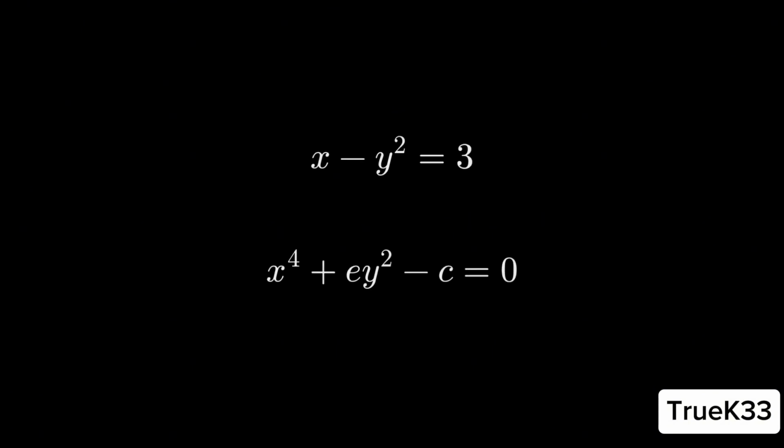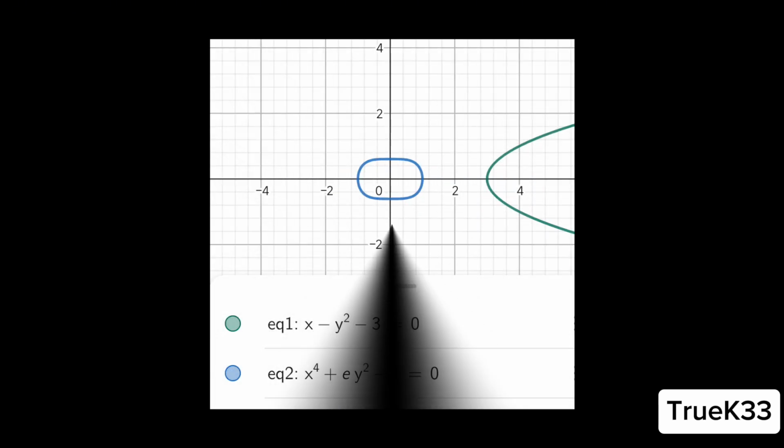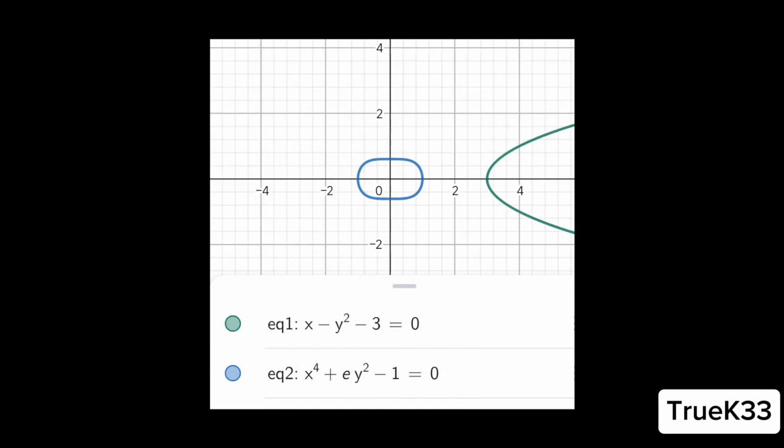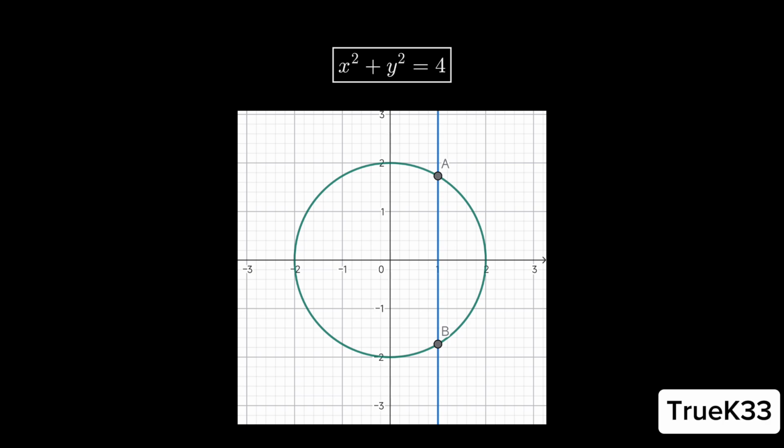There are other types of expressions that are not functions. They can be represented graphically, and with the help of a method called the vertical line test, we can verify whether an expression is a function or not. One example is a circle with radius equal to 2. According to the vertical line test, this expression of the circle is not a function because the vertical line at x equals 1 intersects the graph at 2 points, A and B.